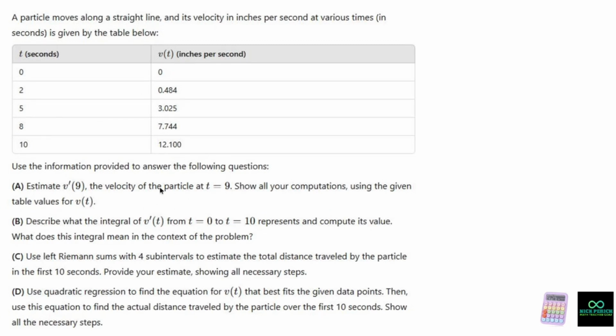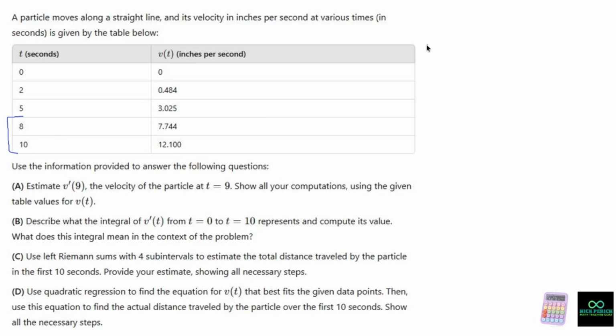But let's get started. Estimate V prime of 9. Now, V prime of 9 means if you were to take the derivative and plug in 9, what do you get? Oh, this is the regular old function, and there is no 9. So what I'm thinking is, okay, the derivative. Oh, so the derivative means slope. So if I'm going to estimate V prime of 9, why don't I estimate the slope between 8 and 10? Because 9 just so happens to be in the middle of that.